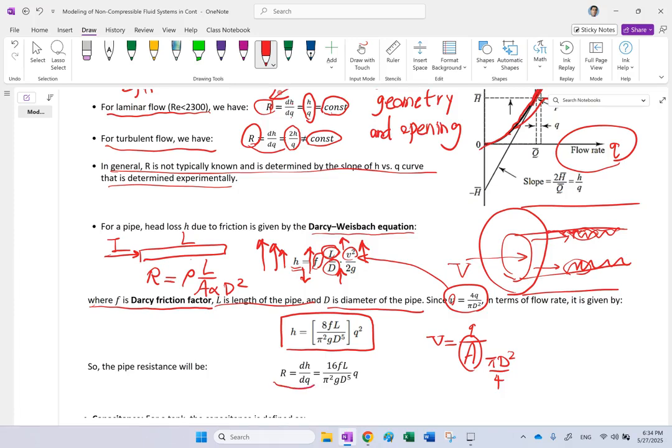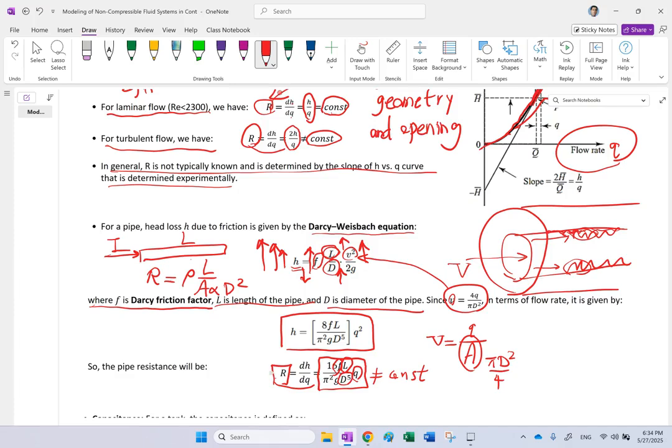Now R is dH over dQ. Take a derivative, and you see that the resistance for a pipe can be defined by 16 FL over pi squared G D to the 5 times Q. Clearly, first of all, you see it's not constant. It does depend on the flow rate. The bigger the flow rate, the bigger the resistance. You see it depends on this friction coefficient, it depends on this L, and it depends on the diameter.